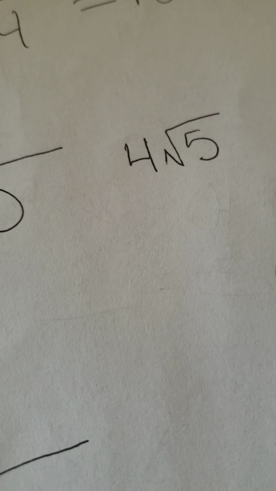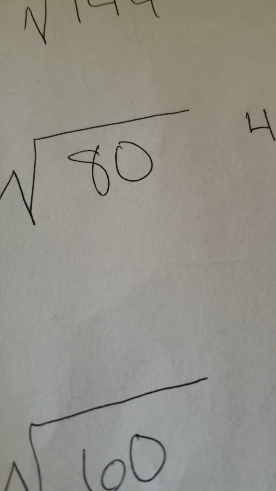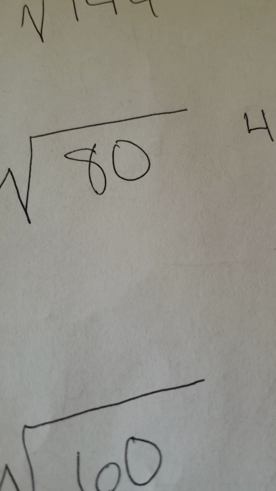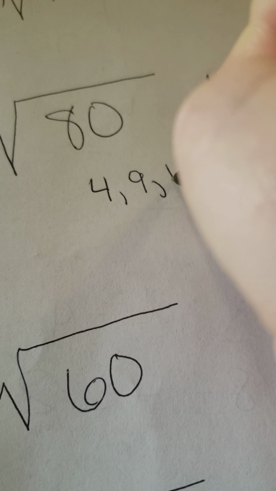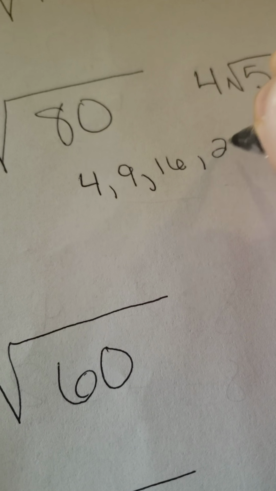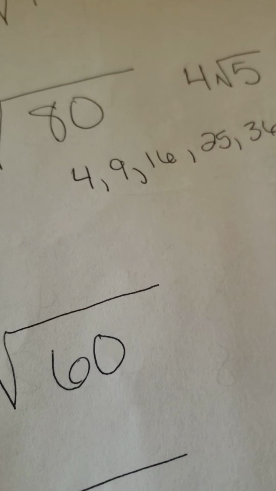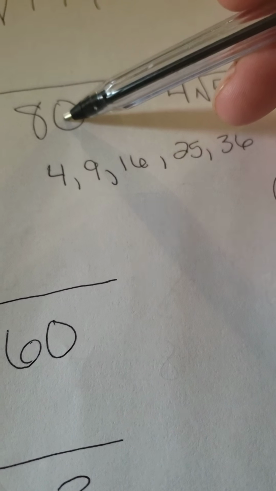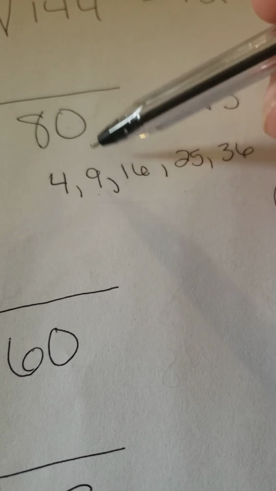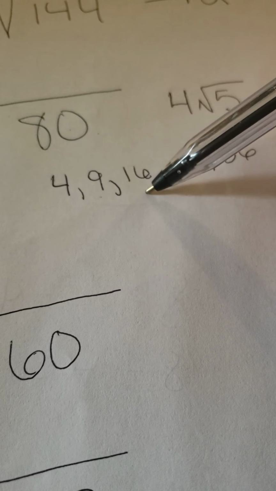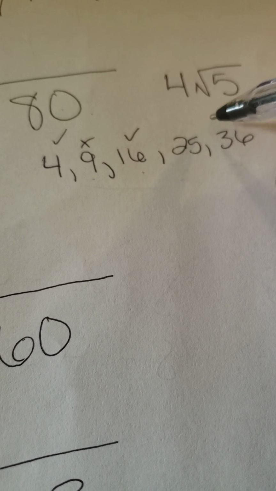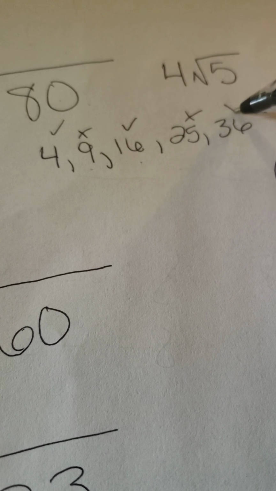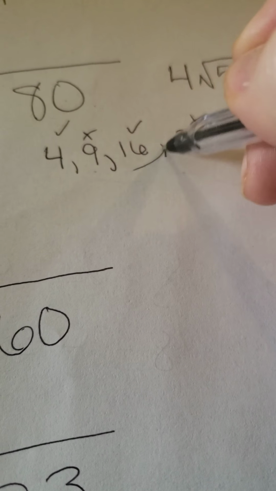To kind of break down, there's another way that I can do this, and that is, is there a perfect square that goes into 80? So I would write down some of my perfect squares. So we know that we got 4, we got 9, we got 16, we got 25, we'll go up to 36. So can 4 go into 80? Yes. Can 9 go into 80? No. Can 16 go into 80? So I'm just going to put yes, no, yes. 25, no. 36, no.